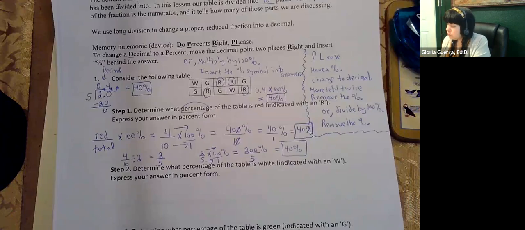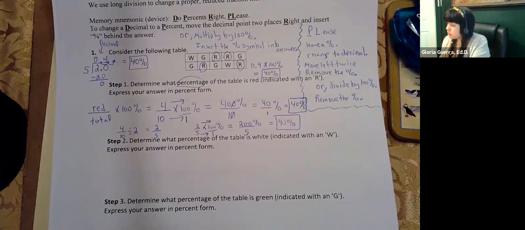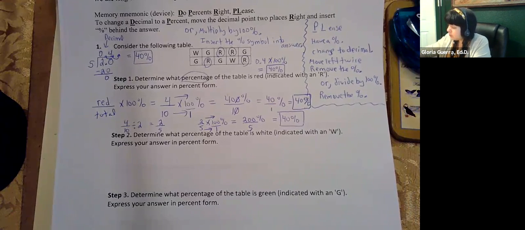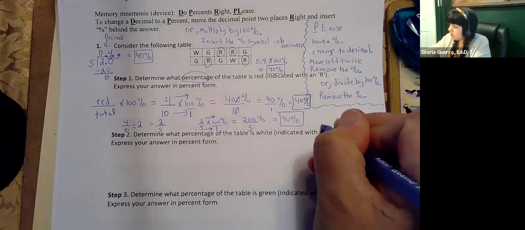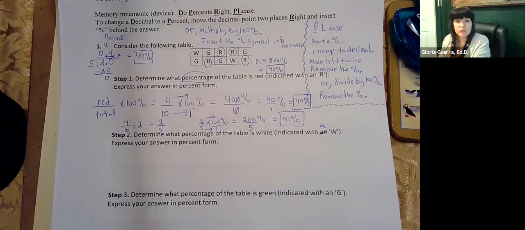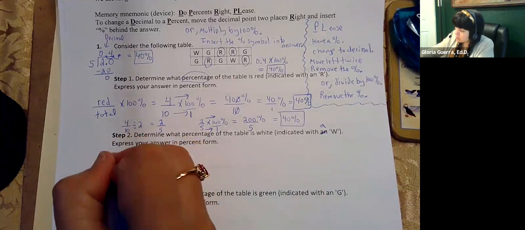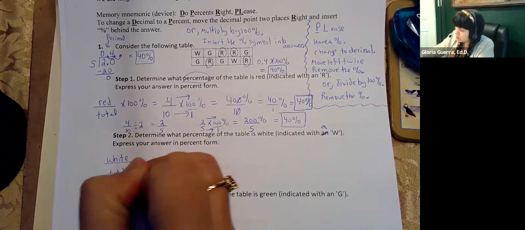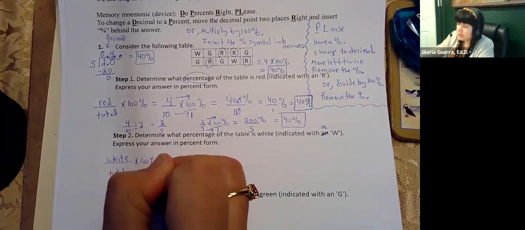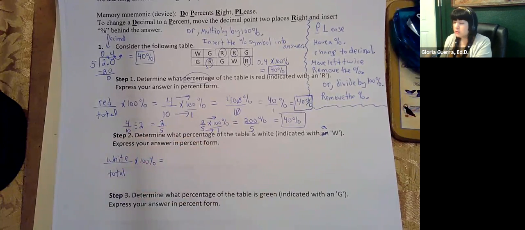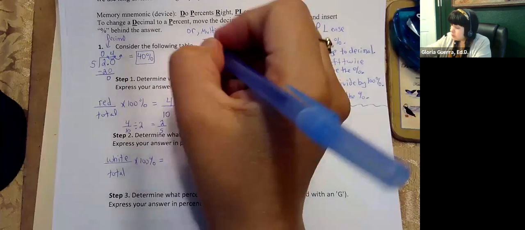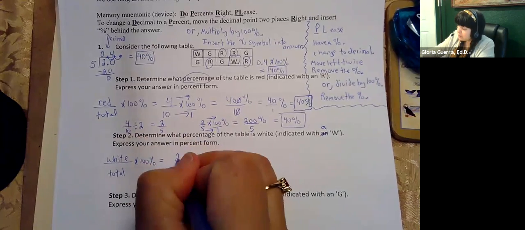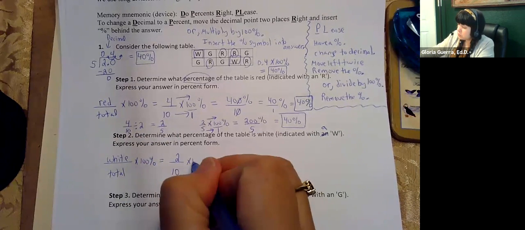Okay, and if you look at number 2, determine what percentage of the table is white, indicated with a W. This should be a W, not an NW. Then express your answer in percent form. So if I make a fraction, I could do white over total, and then times 100%. If you wanted to start that way, you could. And if you count the W's, 1 W, 2 W's, so 2 out of 10, and then times 100%.